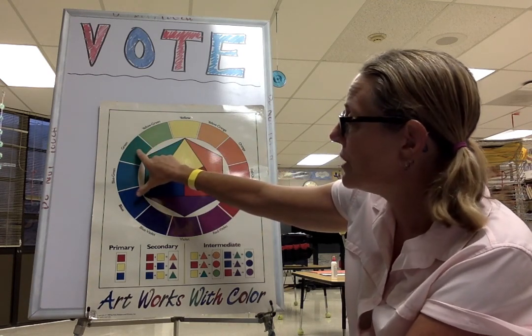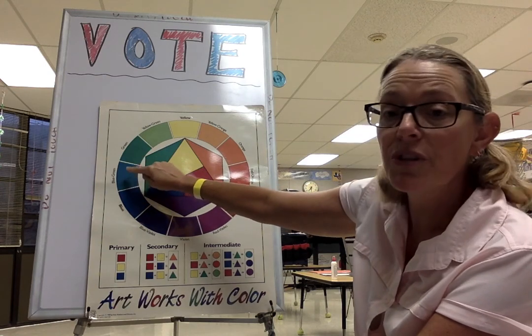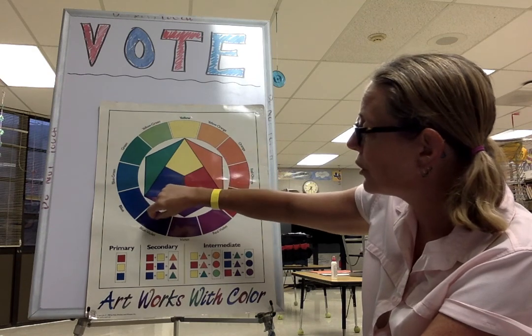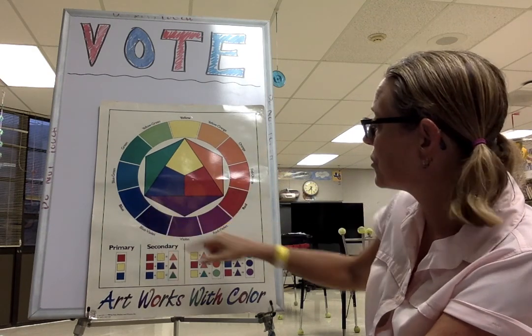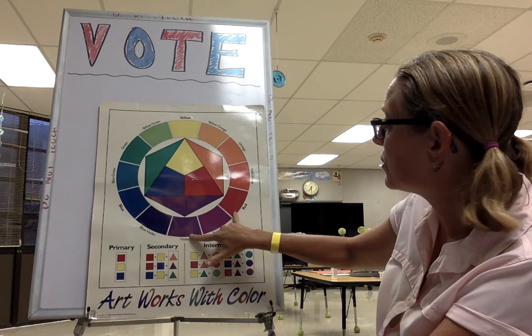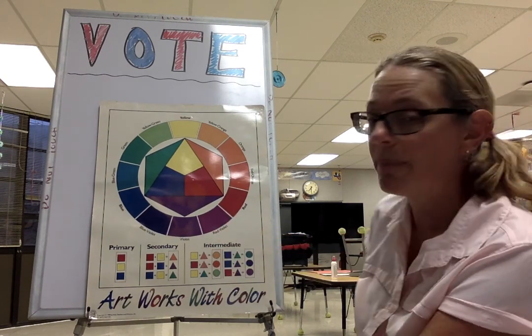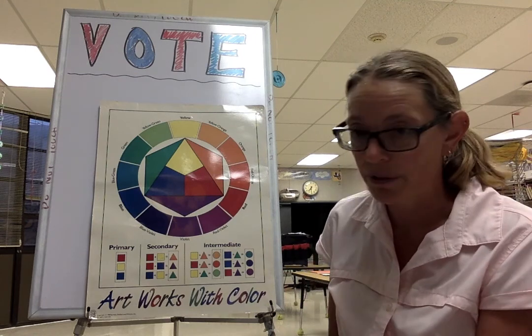Blue-green is always going to be between blue and green because we use those two colors to make it. And blue-violet is between violet and blue because those are the two colors we use to make it. And the same thing with red-violet, between violet and red, because violet and red are the two colors that make red-violet. Okay, so there is a logic to the color wheel.